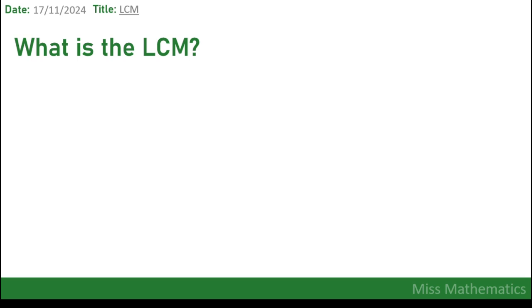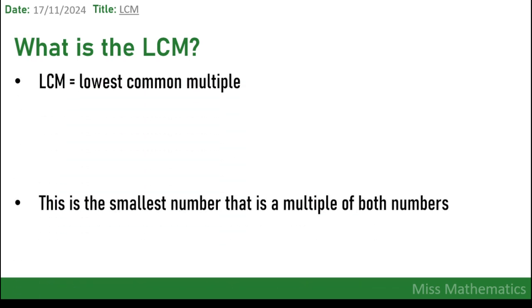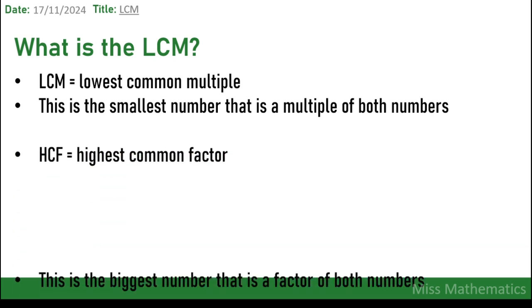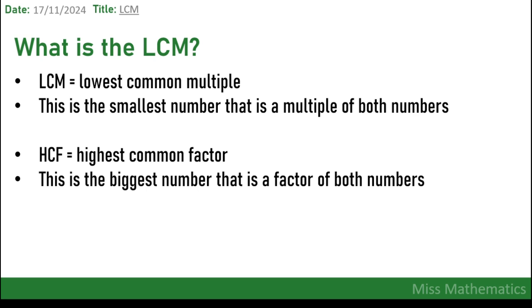What is the LCM? LCM stands for lowest common multiple, and it's the smallest number that is a multiple of the two numbers you're trying to find the LCM of. You will occasionally see this term with the HCF, the highest common factor. The highest common factor is the biggest number that is a factor of both numbers. I have another video on the highest common factor, and I'll link that in the description as well. But in this video, we're going to be focusing on the lowest common multiple.